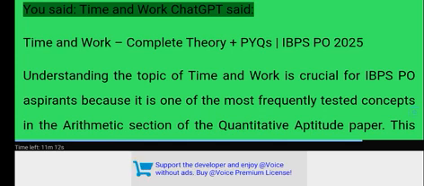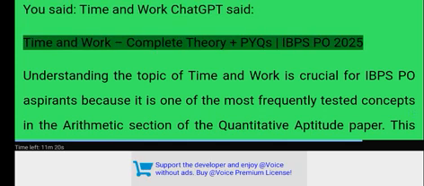You said, time and work. ChatGPT said: Time and work, complete theory plus PYQs, IBPS 2025.